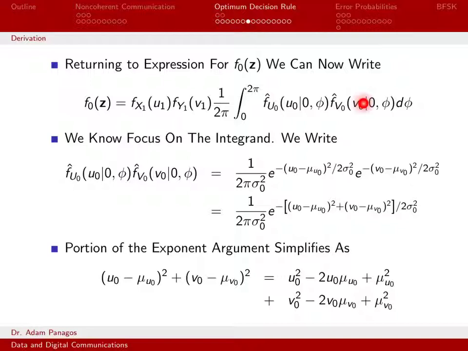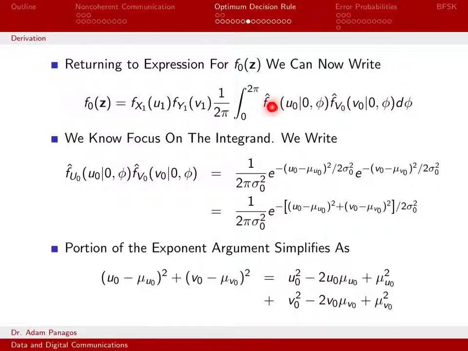I was able to bring these out of the integral. The reason I can bring those out of the integral is that on the previous chart we said they don't have any phi dependence. So this is an integral with respect to phi. These do not depend on phi, so they're constant with respect to that integral, so I was able to pull those out. The other two dimensions, though, do depend on phi.